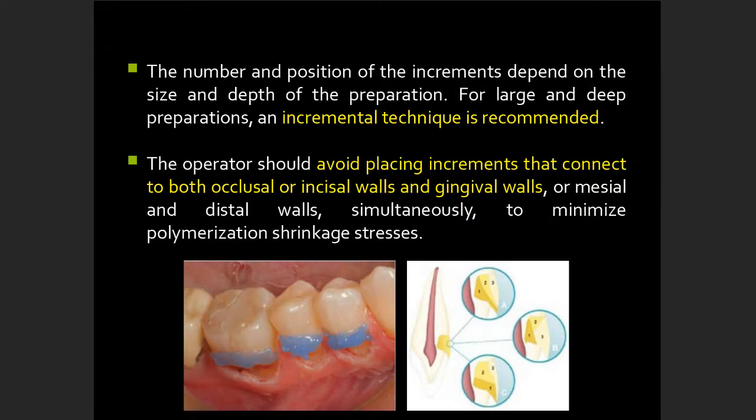Because if we apply the composite against one wall, the composite that is free on the other side will deform towards the bonded surface, so it will reduce the stress. But if we join the two walls together with a big increment, the composite will get strained because it will be getting pulled from both the walls, so that will lead to stress in the restoration. So you can place the composite as seen in the picture obliquely along the walls. The various pictures show you can put small increments and build the composite.